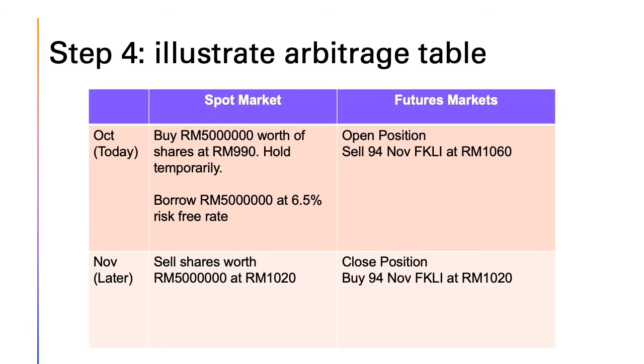In November, when your futures contract is expired, you need to close out your position. You start in October, sell futures. In November, you need to close out, take opposite position. You need to buy 94 November FKLI futures at price 1020. At the same time, you need to sell your shares in the spot market. So you sell your shares worth 5 million at price 1020.